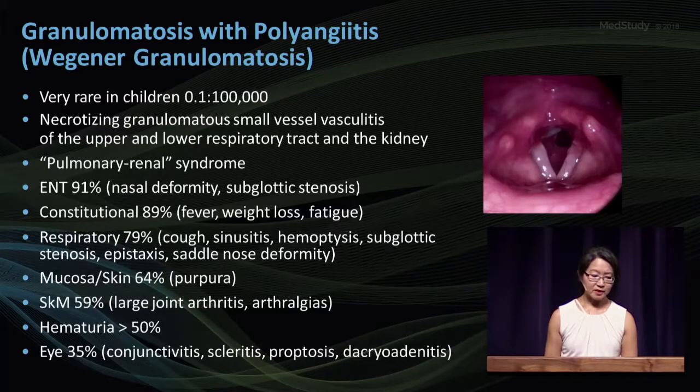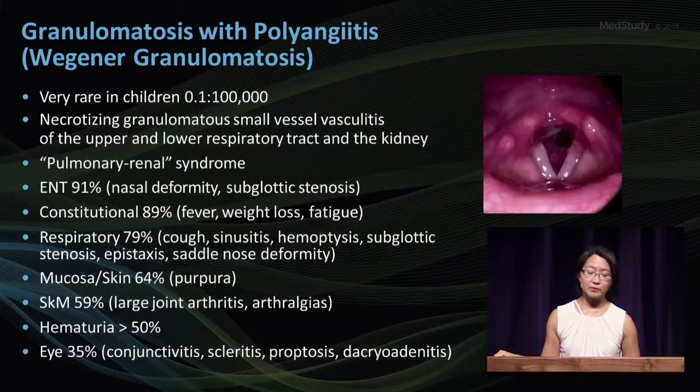Skin and mucosa involvement occurs in 64%. These patients usually present with palpable purpura. And when you hear palpable purpura, buzzword for vasculitis. So it's non-blanching. Musculoskeletal involvement can occur in about 60% of patients. Typically, these are large joint involvements.